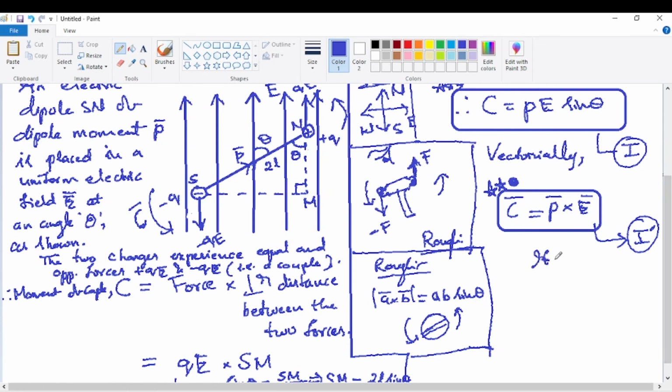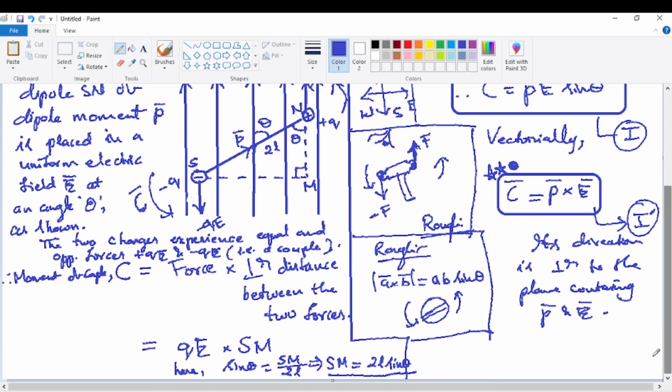What is the direction of the moment of couple? Its direction is perpendicular to the plane containing P bar and E bar. That's all. So this is the completion of the derivation, the main derivation.